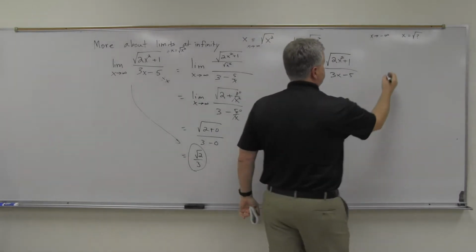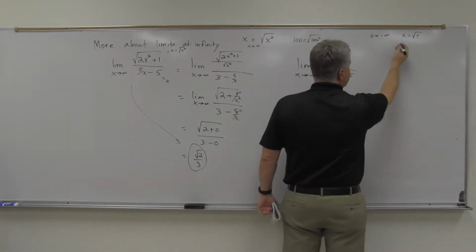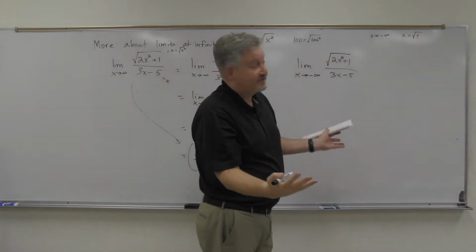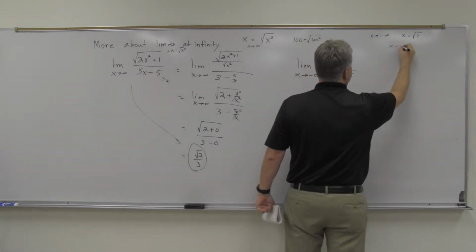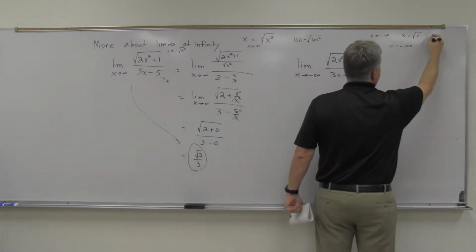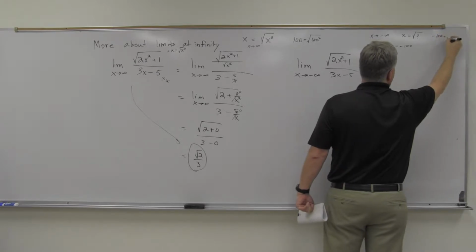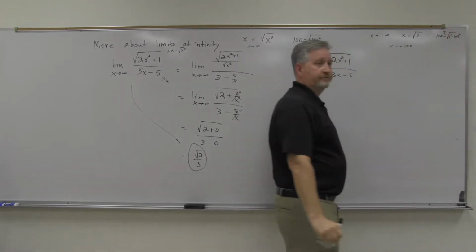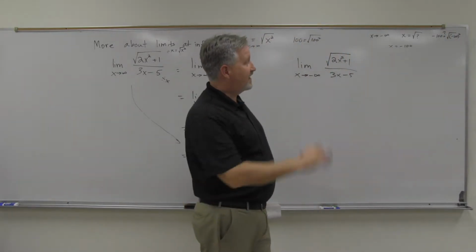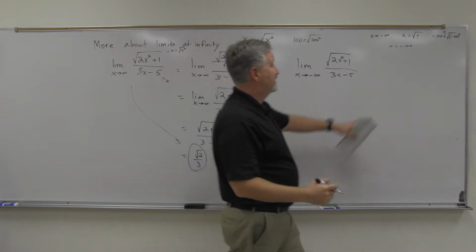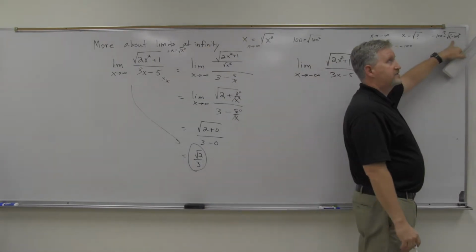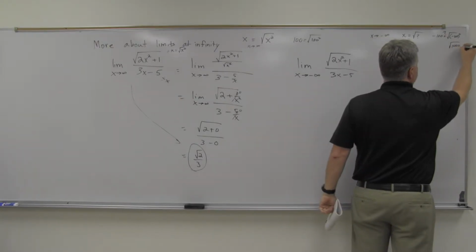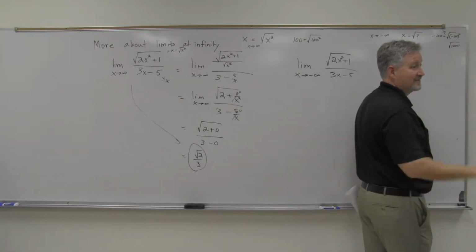x is large negative numbers, so let's go with negative 100. X is negative 100. Does negative 100 equal the square root of negative 100 squared? Is that true? That is not true, because negative 100 squared is 10,000, and the square root of 10,000 is not negative 100, is it? It's positive 100.